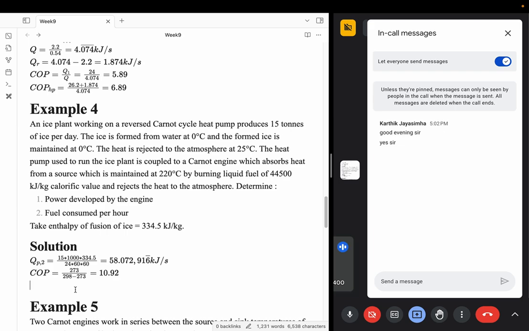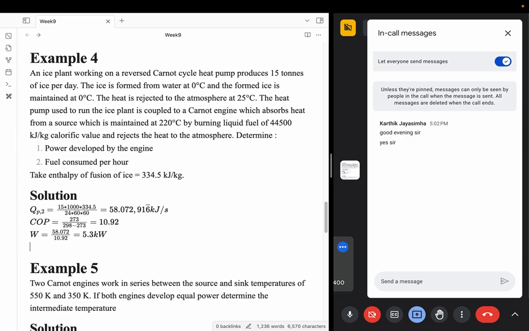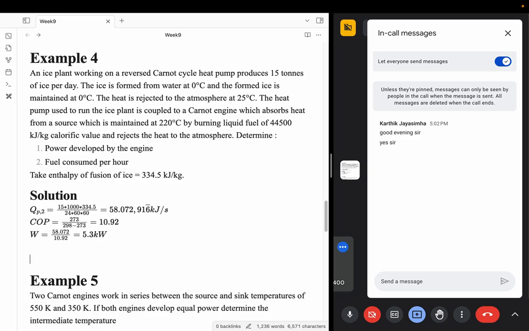So what is the amount of work done? Around 5.3 kilowatt. So the same amount of work has to be provided by the heat engine.